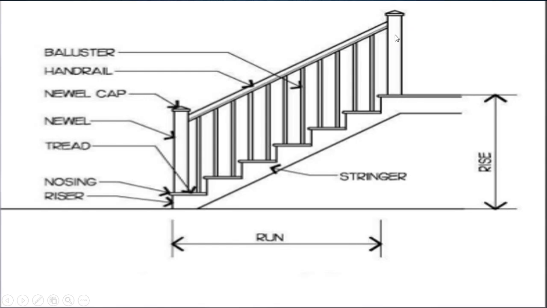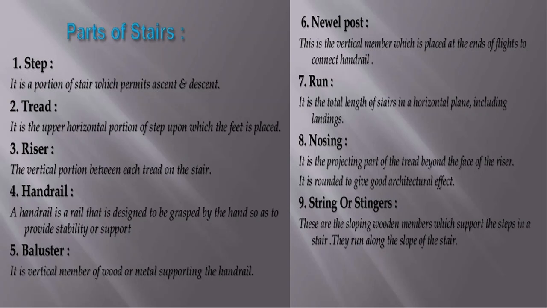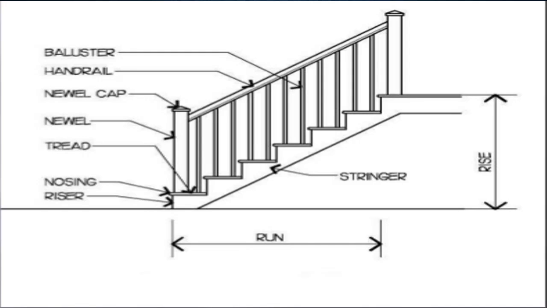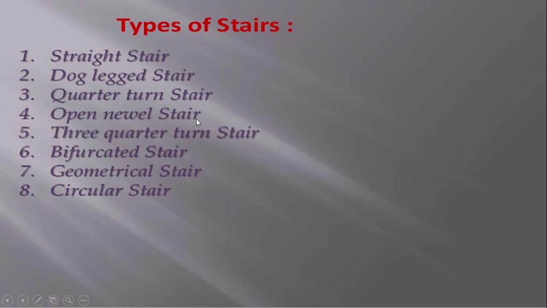As you can see my arrow here, here also a newel post is given, and here also a newel post is given. So what is the main purpose? A vertical member which is placed at the ends of flights to connect the handrails. You can see this picture itself. This handrail is connected between these two newel posts.